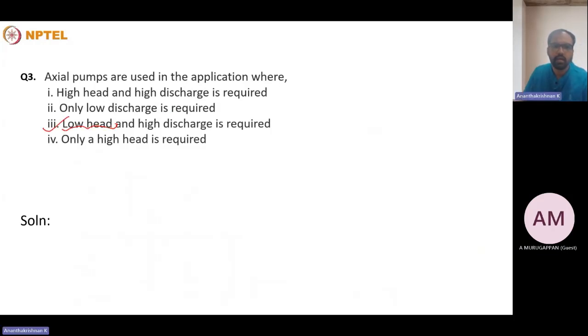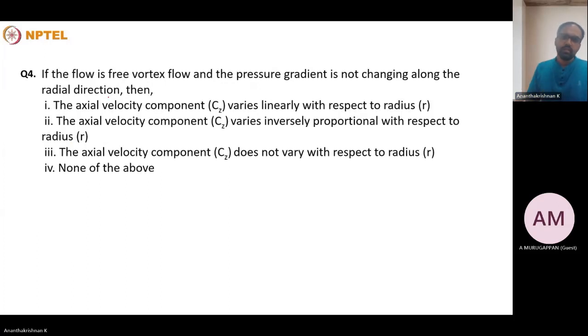It can't deliver much head because the development of the pressure head will be very less compared to that of the radial flow pumps, but it increases the discharge. It is capable enough of developing high discharge, but at a low head. So it is used for some mining applications or where a high quantity of water is required in a short period of time. Can move to the next problem.